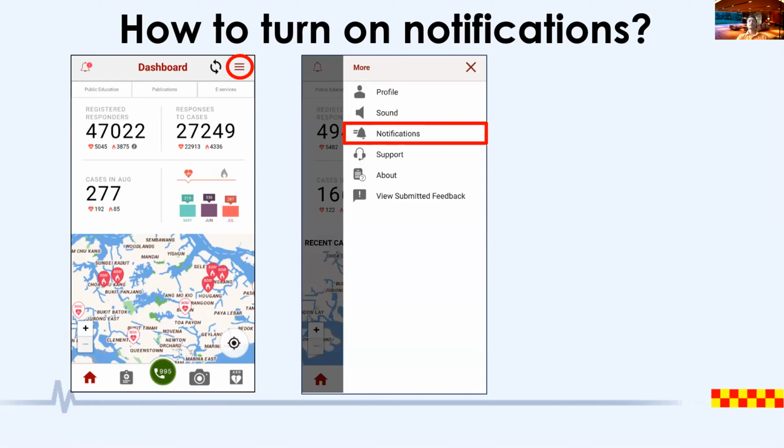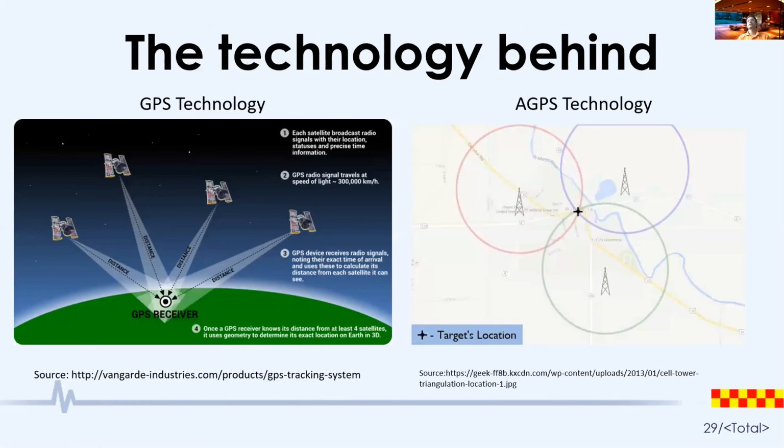The second part, which I think is very interesting and which a lot of seniors would be interested in, is understanding how this application is able to pinpoint within the 400-meter area the location of a victim or the nearby helpers or CFRs. So I will give you a brief summary of the technology behind it.